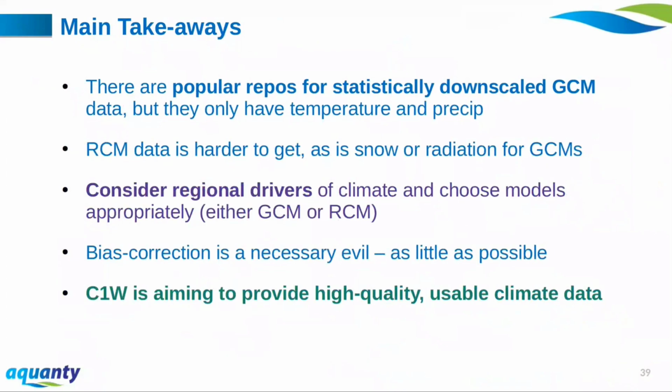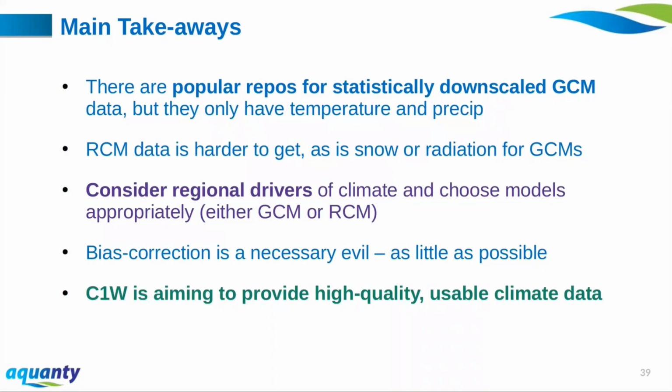So the main takeaways here are that there are a lot of repositories for climate projection data. Most of them are based on statistically downscaled GCM data, so global climate models. Unfortunately, most of them only have temperature and precipitation. And that's just because these are easy to downscale statistically because there's a lot of observational data available, right? For a physics-based approach, for snow as well as potential evapotranspiration, you also need radiation. And therefore, for that, you usually have to go directly to the model output, and that's a bit more technical.